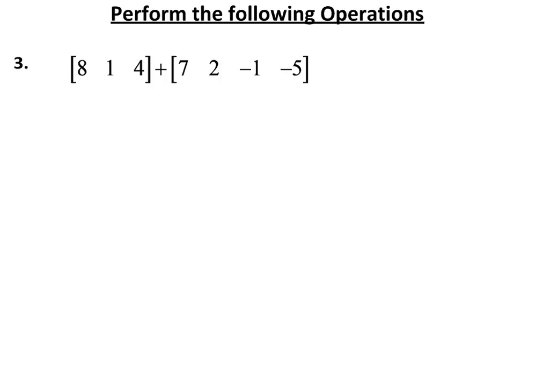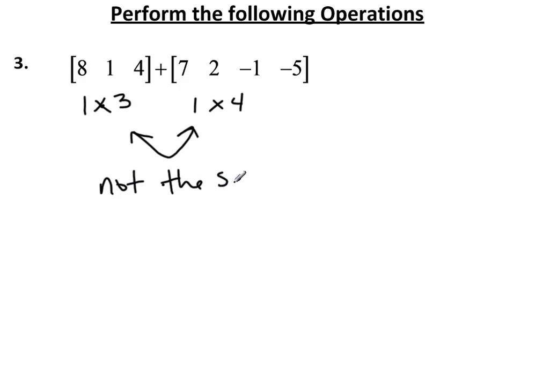All right, let's look at our third example. Now, if I look, this looks a little weird. So let's think about what the order of this matrix is. This is one row by 3 columns. This is one row by 4 columns. These are not the same, okay? And if they're not the same, then it's impossible for me to add or subtract because the entries won't line up. So this one has no sum.